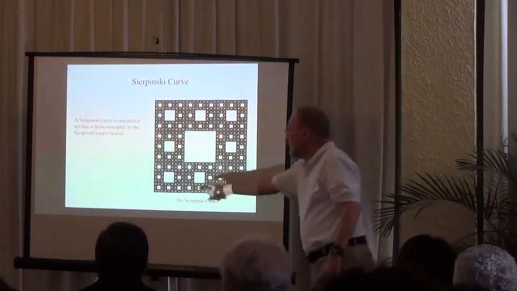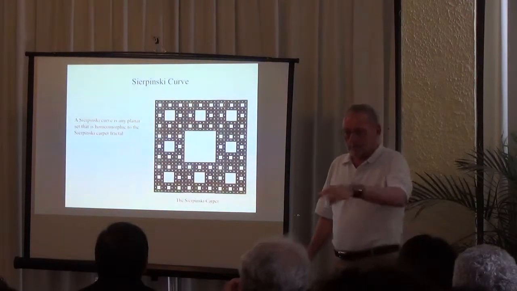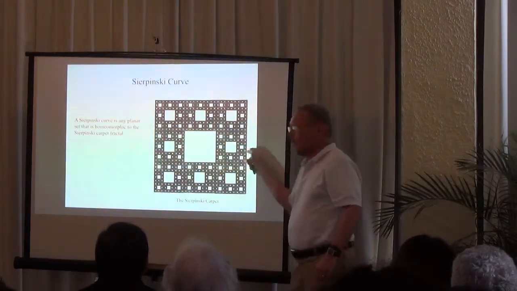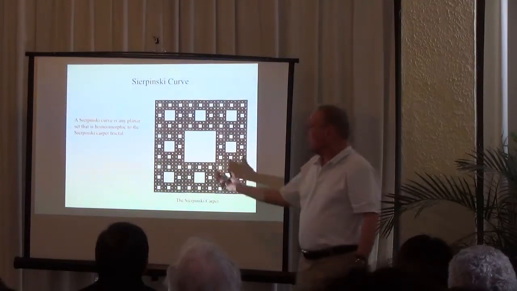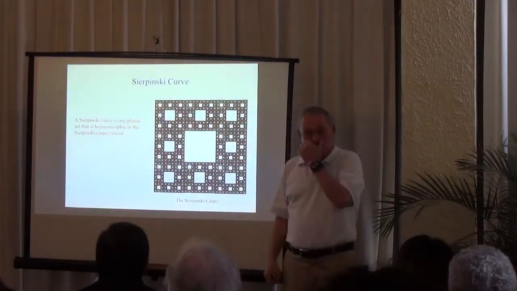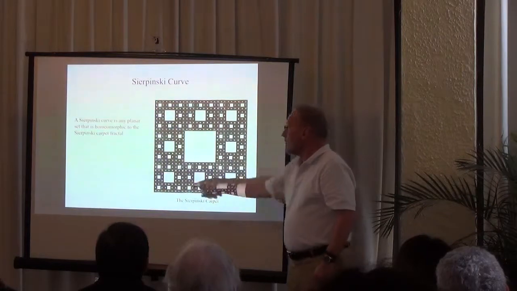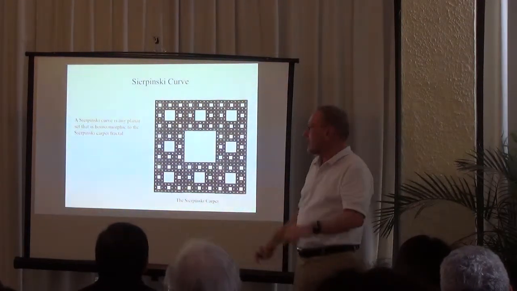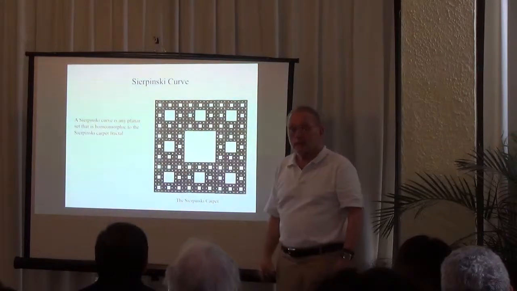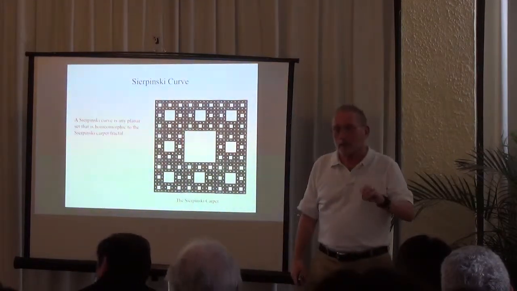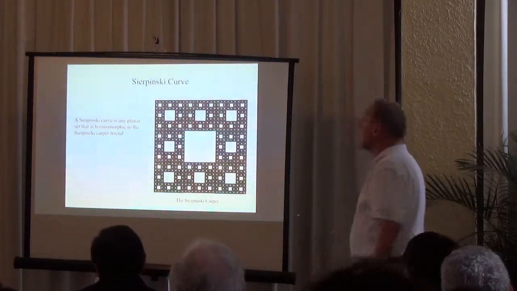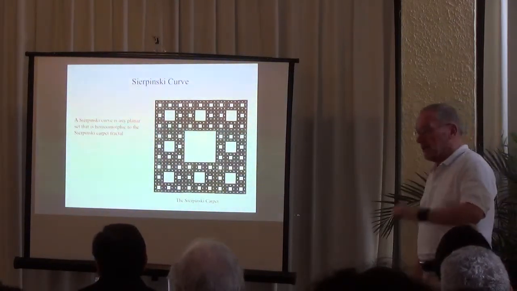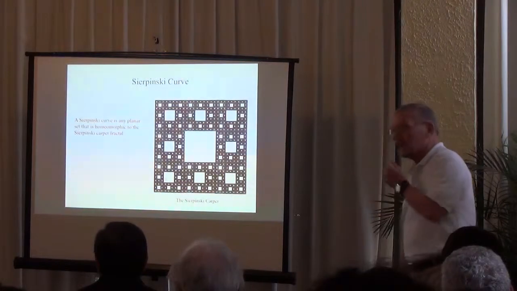Start with the unit square in the plane. Break it up into 9 equal-sized subsquares. And remove the open middle square. That leaves you with 8 squares. Do the same. We break each up into 9 pieces, remove the open middle piece. And do this on and on and on. You get what's known as the Sierpinski carpet fractal. A Sierpinski curve is any planar set homeomorphic to the carpet.